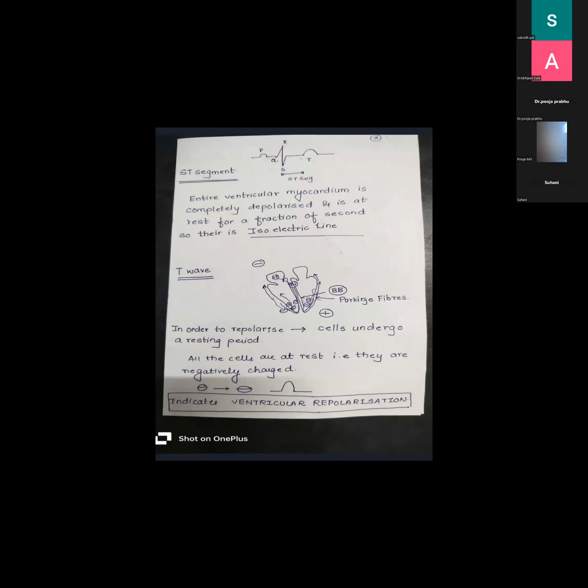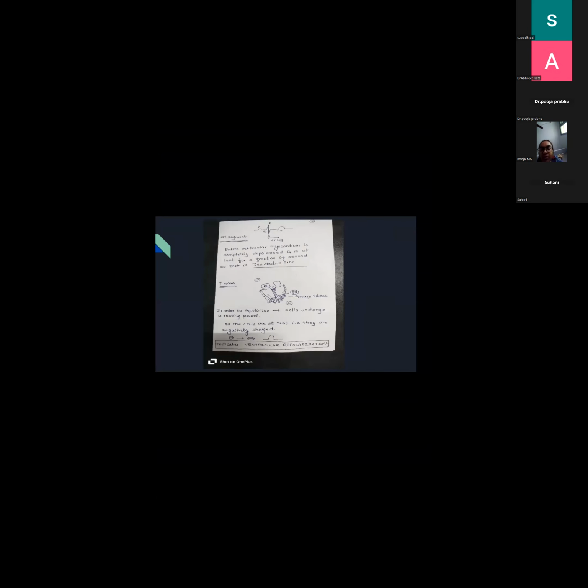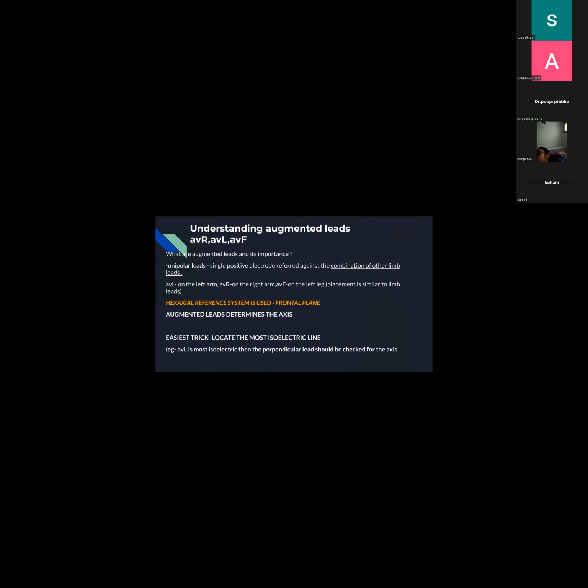Now, today's lecture is everything about augmented leads. What are augmented leads? Augmented leads are nothing but unipolar leads, which means they always have a single positive electrode referred against the combination of other limb leads. Augmented leads record the flow of current from heart to right arm.